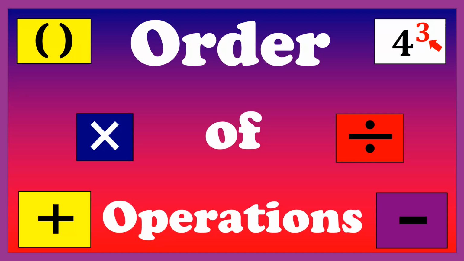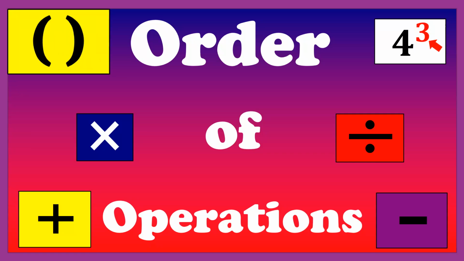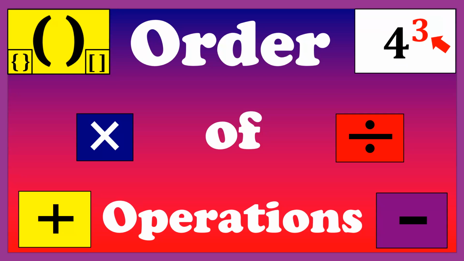For example, going from left to right, top to bottom. Number 1, parentheses, to help separate numbers, group numbers, or to indicate multiplication. Note, instead of parentheses, you can also use curly braces or brackets. Number 2, exponents, to help represent repeated multiplication. In this example, 3 is the exponent.